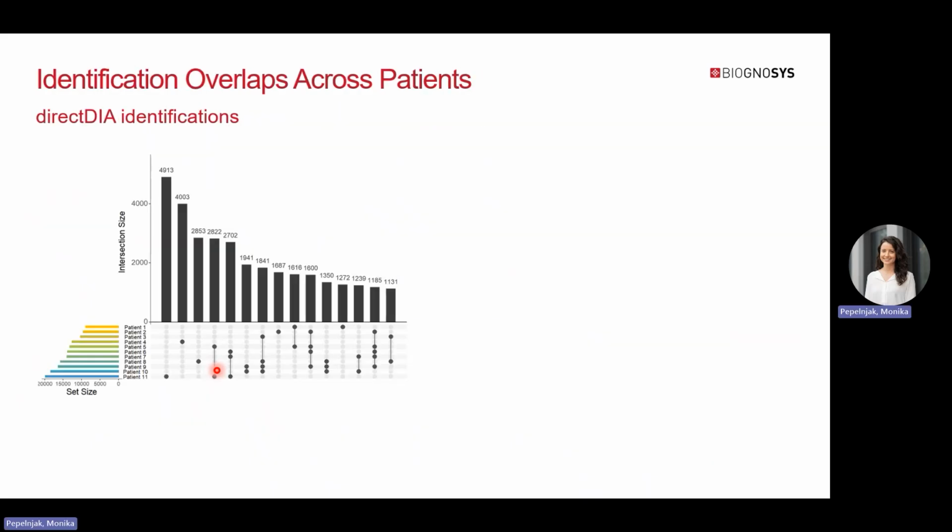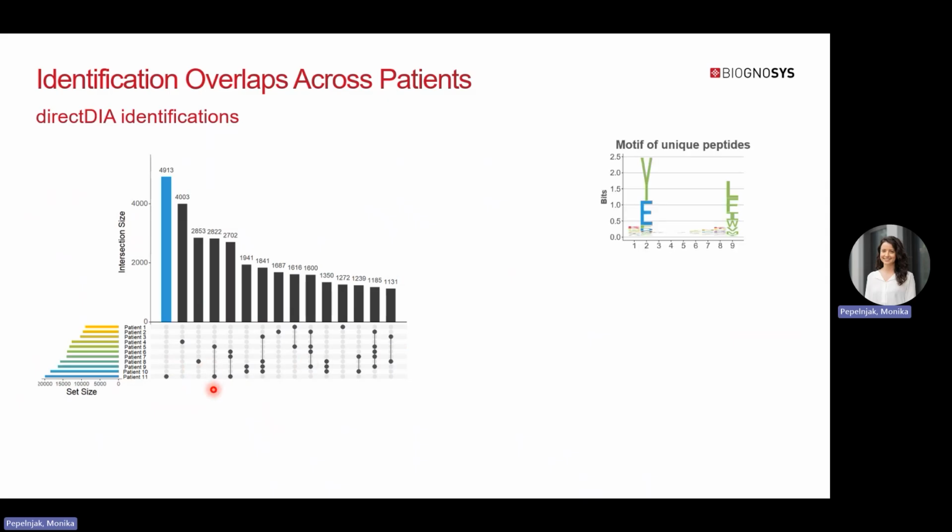Lastly, we looked at the overlap of identifications for our directDIA identification. As I said, all the patient samples were searched in a single analysis. So we wanted to see how many overlaps we can observe. Interestingly, you can see that the majority of the peptides were actually identified in a single patient. And then we observe some overlaps between individual patients as well.